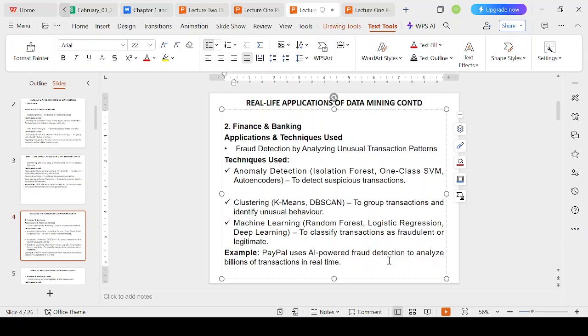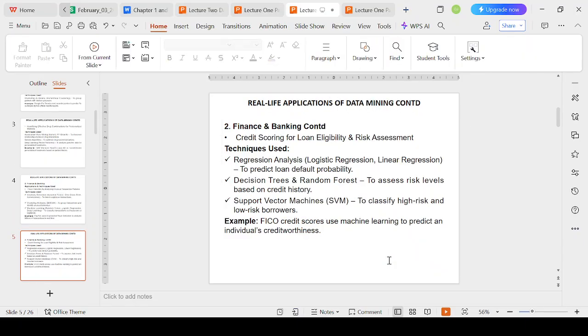Example, PayPal uses AI-powered fraud detection to analyze billions of transactions in real time. Credit scoring for loan eligibility and risk assessment. Regression analysis. Logistic regression, linear regression can be used to predict loan default probability. Decision tree and random forest to assess risk level based on credit history. Support vector machine to classify high-risk and low-risk borrowers. Example, FICO credit scores use machine learning to predict an individual's creditworthiness.